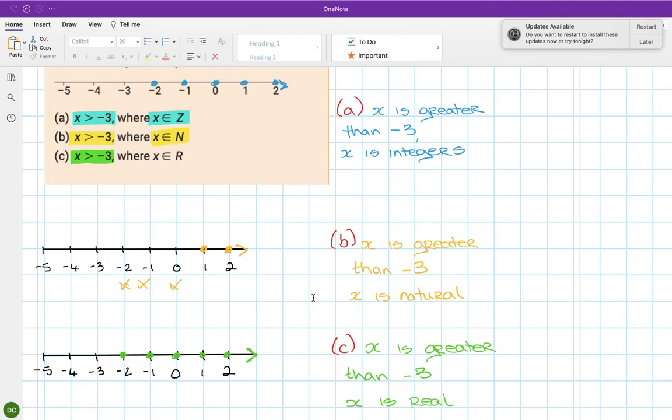Now, in this situation where x is real, do we need to include the fractions and the decimals in between the whole numbers? Okay, and the answer here is yes, we do. Real numbers are not whole numbers, they're all the numbers. So what we do is, rather than have the dots, we're going to do this.